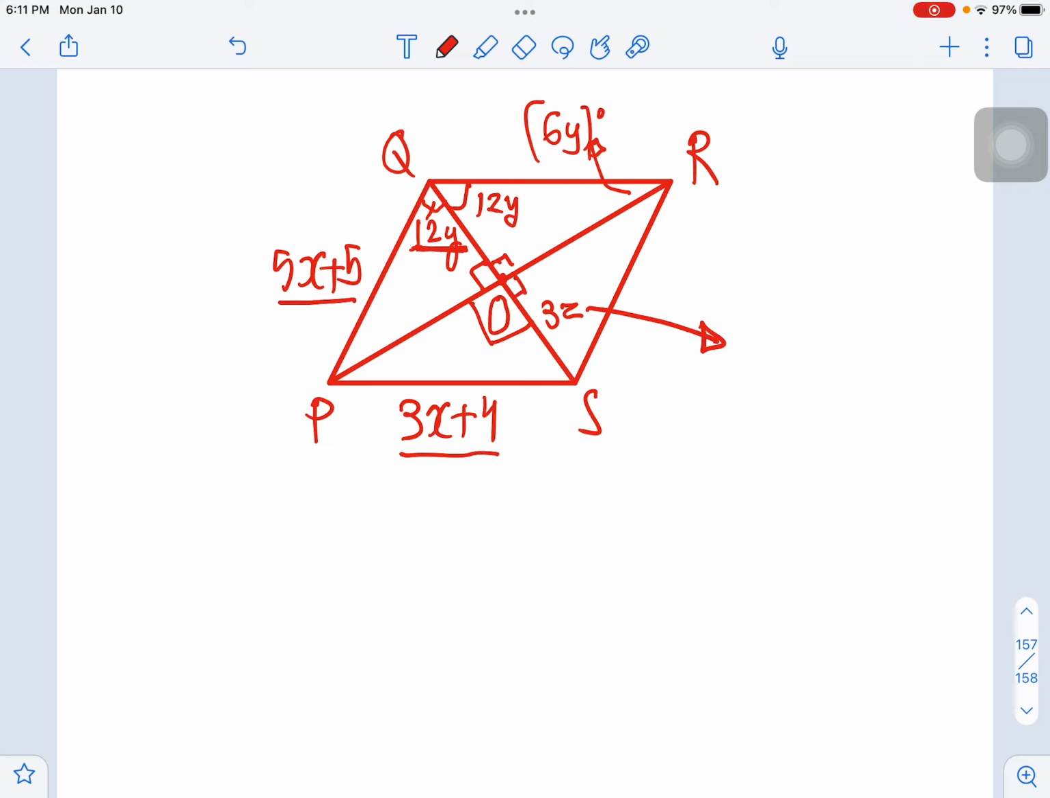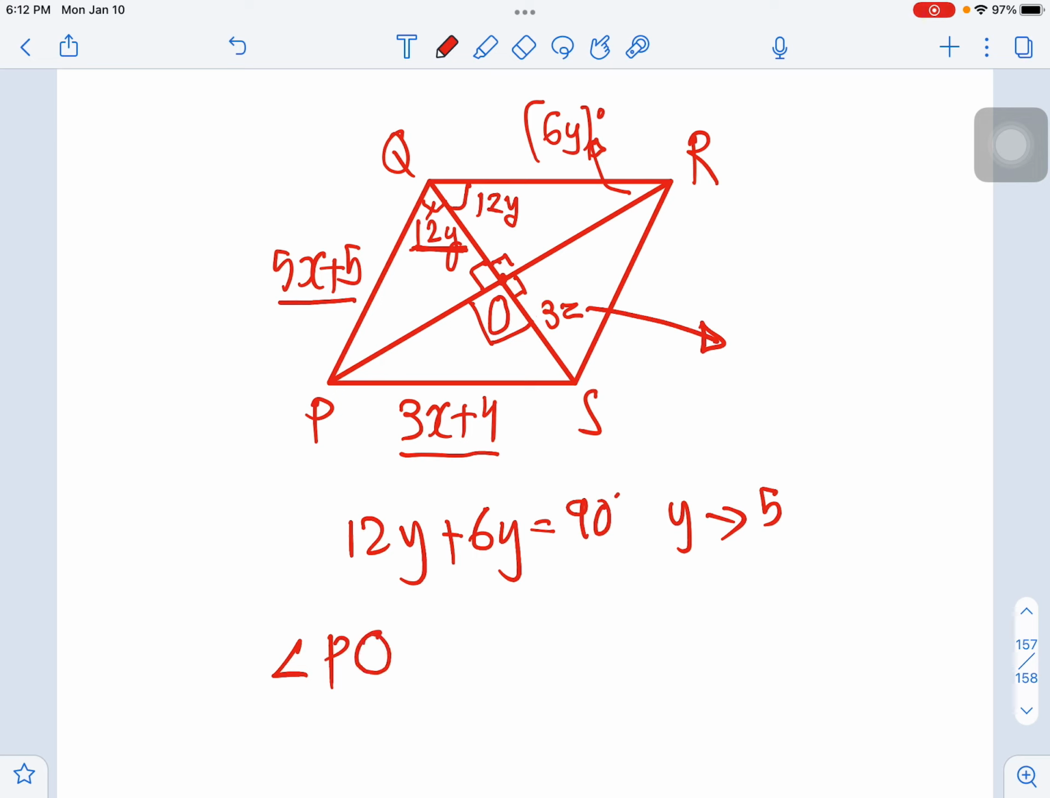If you look at triangle QOR, you have two acute angles 12y and 6y, and acute angles of a right triangle add up to 90 degrees because they are complementary, and therefore you get 12y plus 6y equals 90, and therefore y turns out to be 5. And if that is the case, the measure of angle PQO, which is 12y, turns out to be 12 times 5, which is 60 degrees.